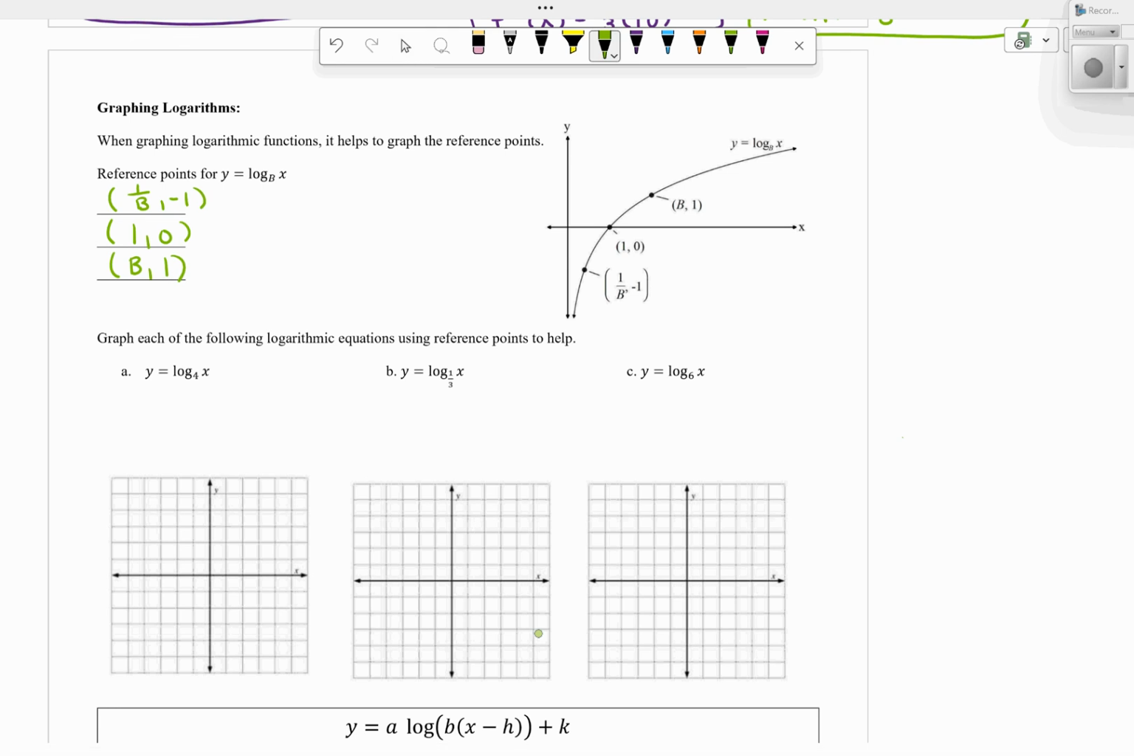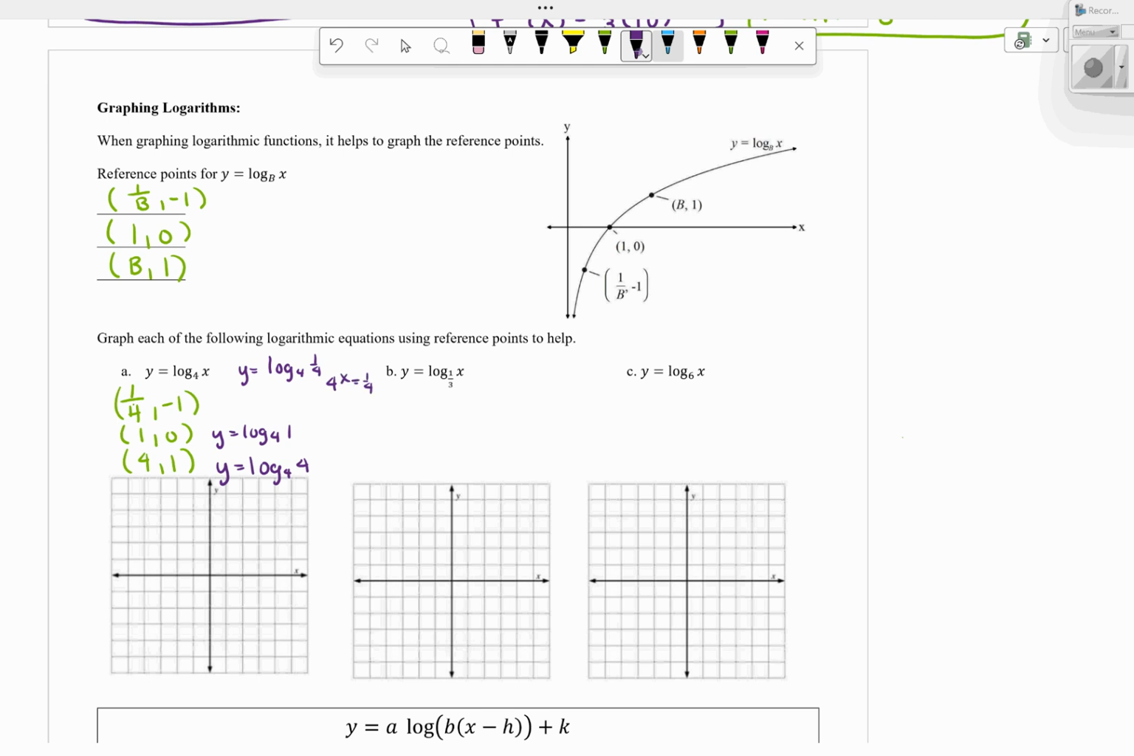So looking at this first one, y equals log base 4 of x. For this equation, we would have a base of 4, so 1 over 4, comma, -1, 1, 0, and then the base, which is 4, comma, 1. So what are we doing when we're doing that? We're doing y equals the log base 4 of 1/4. And then this one is y equals the log base 4 of 1. Y equals the log base 4 of 4.